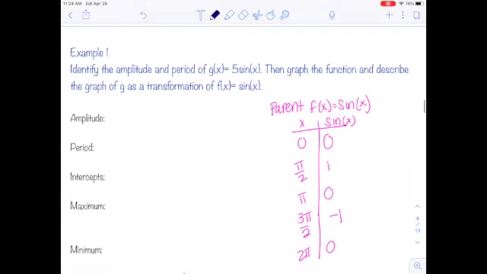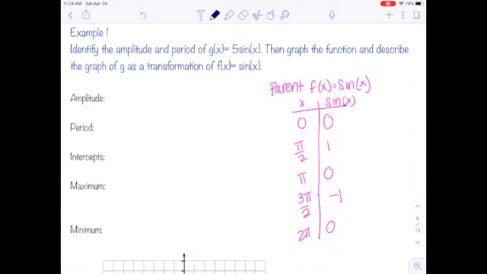Let's get into an example. In example 1, we need to identify the amplitude and the period of g of x, which is 5 sine of x. Then we're going to graph the function and describe the graph of g as a transformation of our parent function f of x equals sine of x. I look and see which function it is. It's a sine function, so I listed out my parent function for sine: (0, 0), (pi over 2, 1), (pi, 0), (3 pi over 2, -1), and (2 pi, 0).